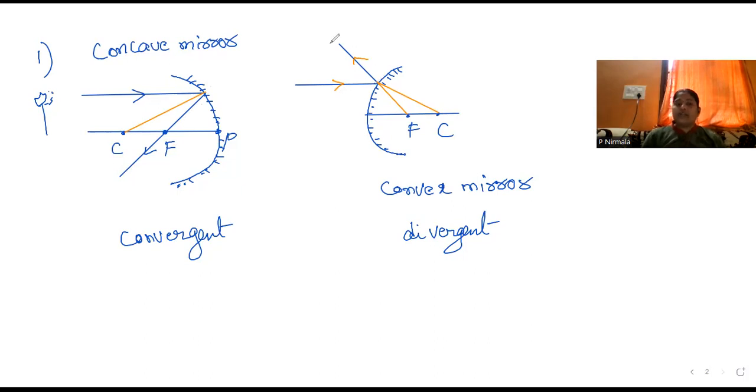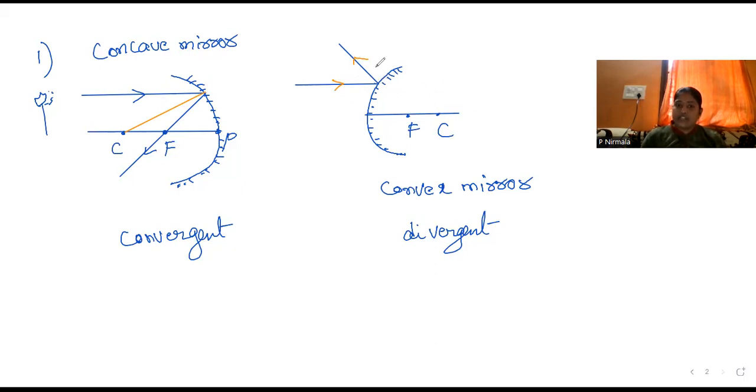Here, the ray goes away from the center. It's not coming towards the center. It is away. Look here. It is incident and it's going. So I'll remove this one. Then it's clear for you. So it is incident and reflected here. So it is away, not towards the center.